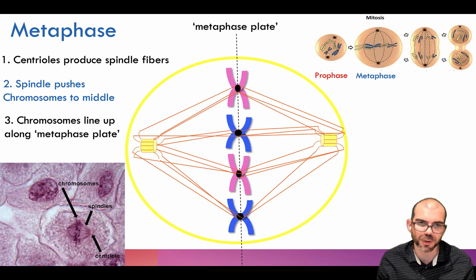Here's what you would see under the microscope. You can clearly see the spindle fibers, and all of the chromosomes lined up in the middle.